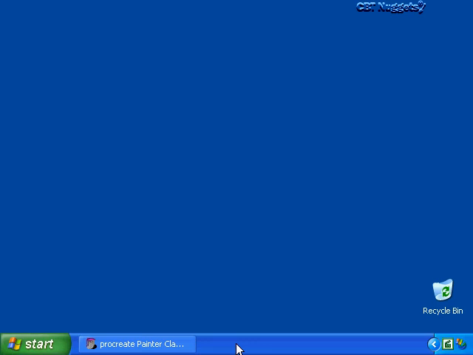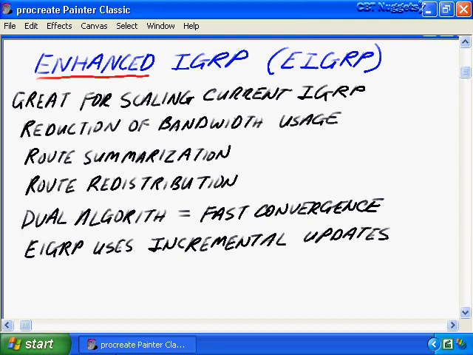Enhanced EIGRP, or EIGRP as I'll call it from now on, is really a hybrid dynamic routing protocol in the sense that it uses distance vector properties when finding the optimal path on a network, but it utilizes link state properties in discovering neighbors or peers and managing changes in its topology. And EIGRP is based on the IGRP Cisco compatible protocol, so it's an excellent protocol if you're scaling up your IGRP environment. It makes several improvements and enhancements over IGRP, and I want to take a few minutes here to look at some of these.